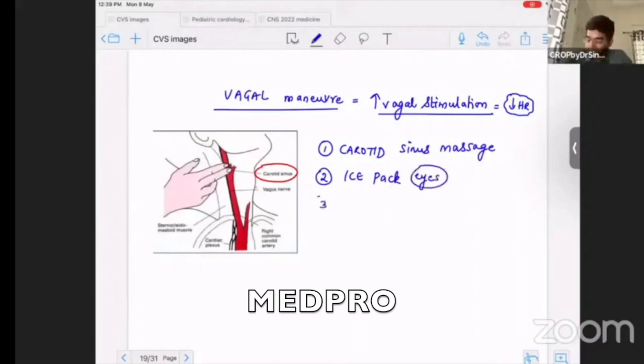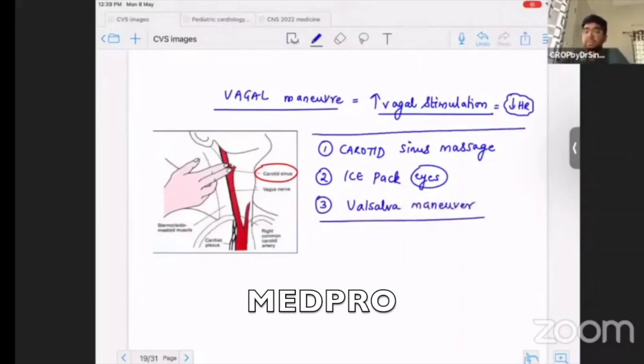Anything else? Number three, the Valsalva maneuver. That can also be done. So carotid sinus massage is number one, number two, the ice pack can be kept over the eye, and number three would be the Valsalva maneuver. All these are important things which you should make a note of.